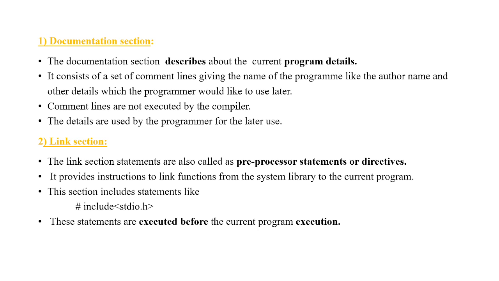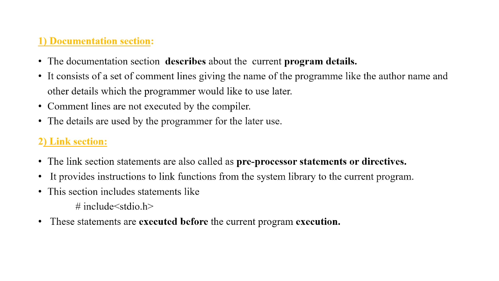The best example to talk about the link section is #include <stdio.h>. Hash indicates to the compiler that it is a preprocessor statement, and include is the action that the compiler should perform before execution. That is, before processing, it has to include. What should be included is specified between the angular braces, that is stdio.h. Std means standard, i means input, o means output, and .h is a header file.